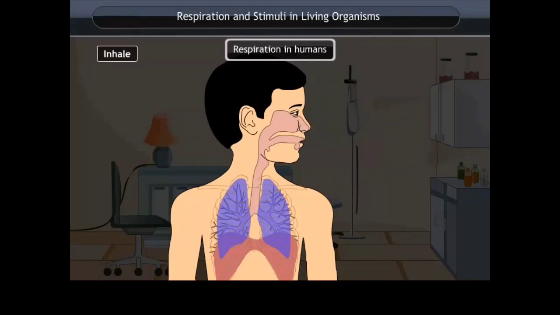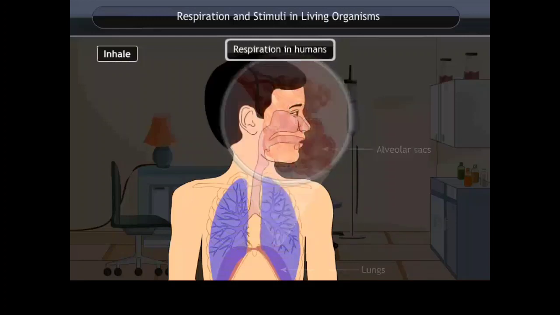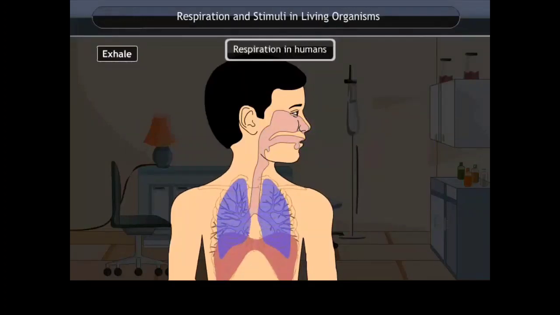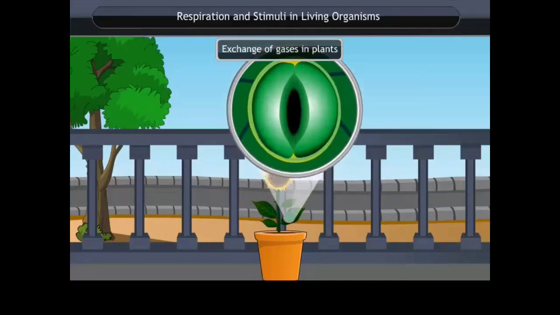Respiration and stimuli in living organisms. Can we live without breathing? No, we cannot. Breathing is a part of the process called respiration. Inhale is the intake of oxygen from air through the nostrils into our body. Exhale is the removal of carbon dioxide from our body. Exchange of gases in plants mainly takes place through tiny pores in leaves called stomata.